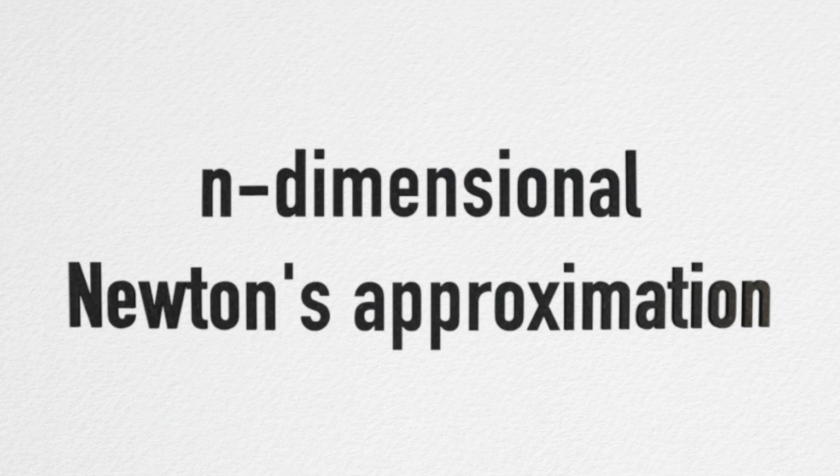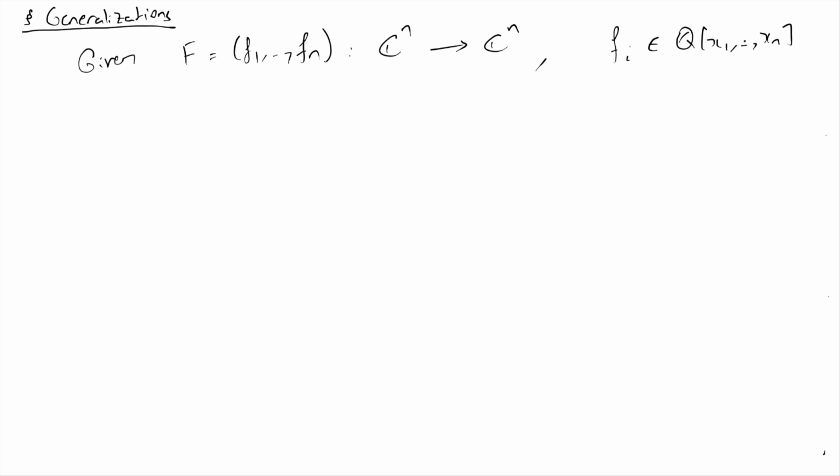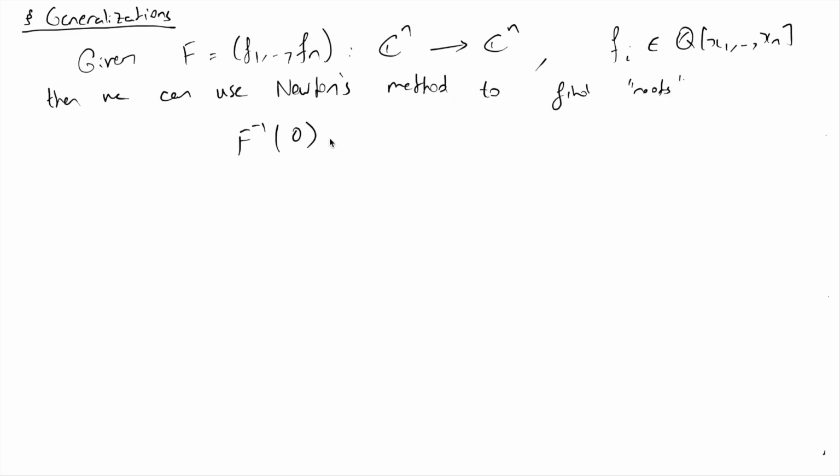So far, we've been discussing a very simple version of Newton's iteration, but in fact, it can be generalized. So I thought I should at least tell you that it can be generalized and how it works. So we would like to generalize it from univariate to multivariate. So suppose we are given a polynomial map from Cn to Cn. Right, so each entry is a polynomial. So then we can use Newton's method to find roots of this polynomial system. So that means points in Cn such that each of the polynomials vanishes.